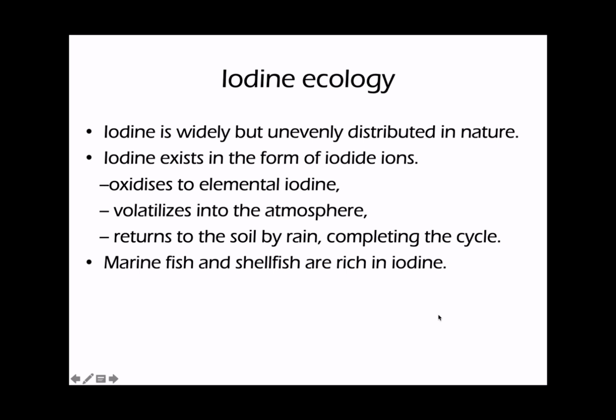So first of all, let's look at the ecology of iodine. Iodine is widely but unevenly distributed in nature. Iodine exists in the form of iodide ions, and then it will oxidize into elemental iodine, and then volatilize into the atmosphere, and then it will return to the soil by rain, completing this cycle. So marine fish and shellfish are rich in iodine.